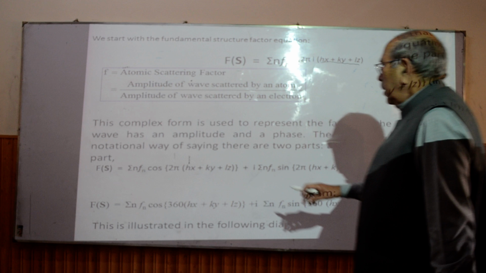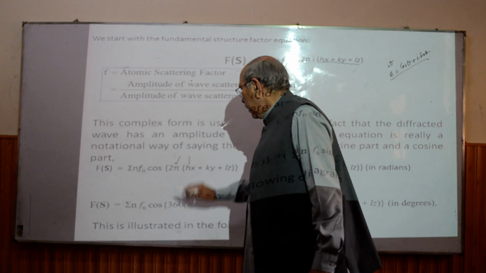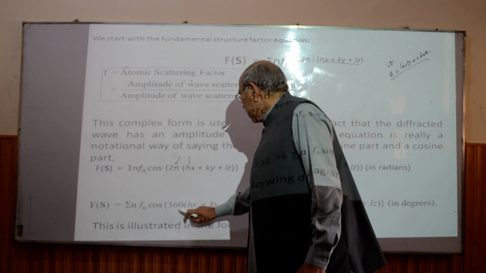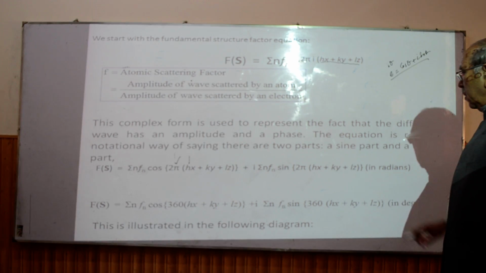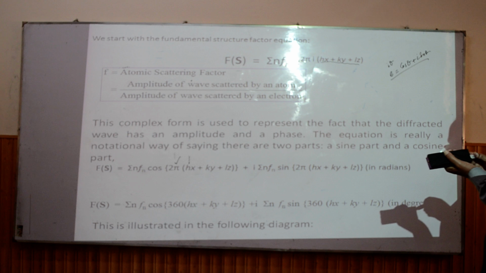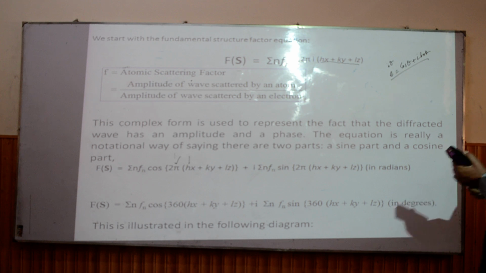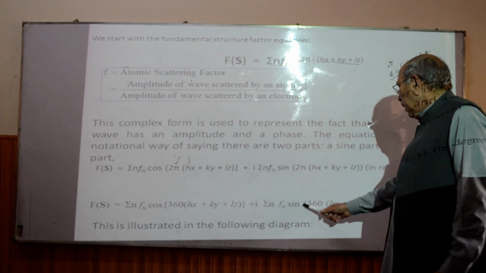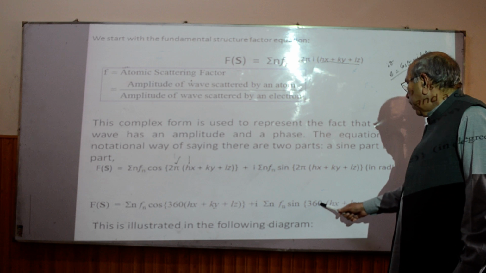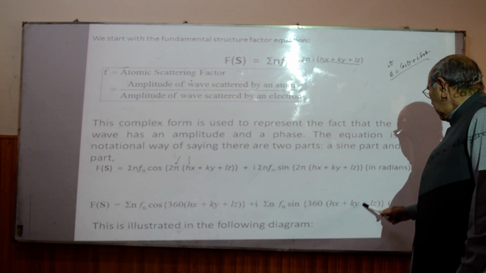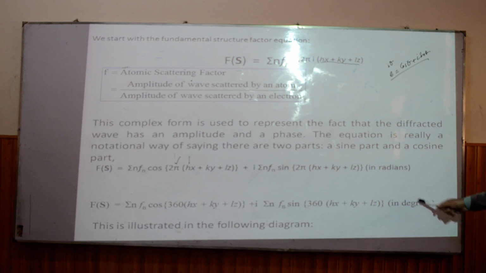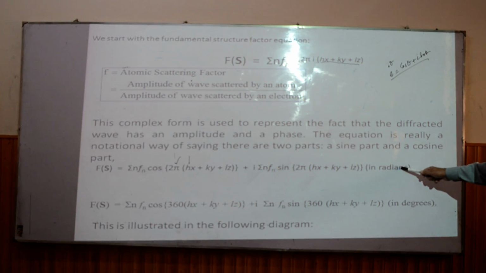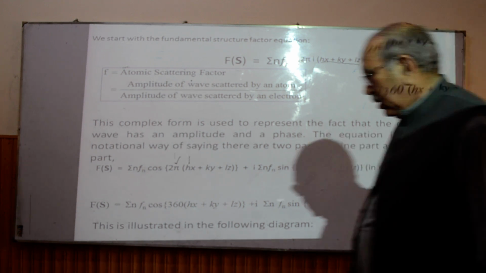Now this 2 pi is 360, so I can write cos of 360 (h into x plus k into y plus l into z) plus iota sigma n into Fn sine of 360 (h into x plus k into y plus l into z). This is in the form of degrees and the upper one is in the form of radians. This is illustrated in the following diagram.